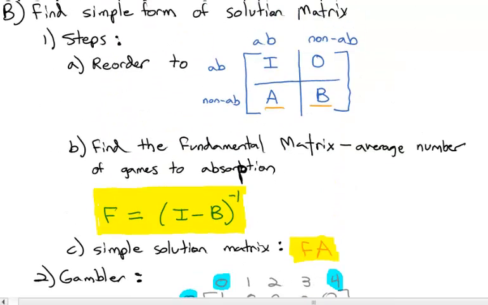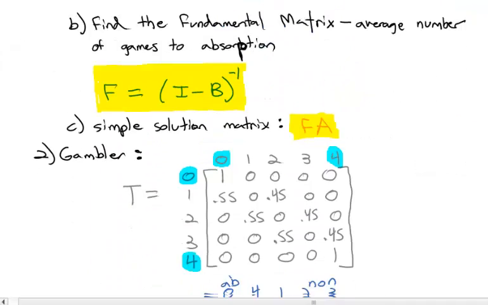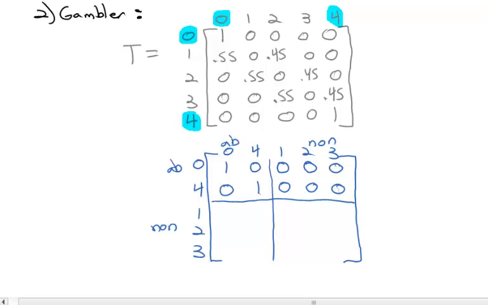Notice, just like the formula states, we've got the identity in the top left corner and zeros in the top right corner. And our A and B matrices are going to be what comes out in the bottom here. So going from 1 to 0, there was a 0.55 probability. From 1 to 4, no chance of that. From 1 to 1, no chance of that. From 1 to 2, there was a 0.45 probability. From 1 to 3, there was a 0.